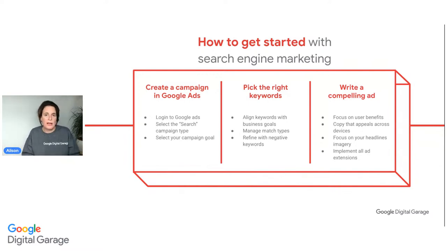So when you go into Google Ads, you're going to see the options to run a lot of different types of ads. And in this case, we're looking for search campaigns. So search engine marketing ads, search ads, those text ads that appear at the top of the search engine results page are called search ads.